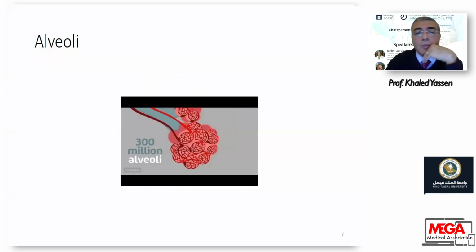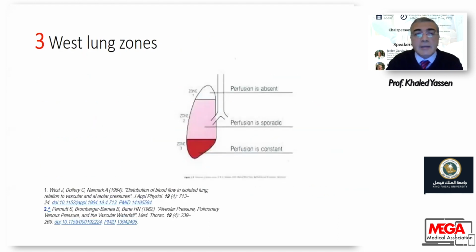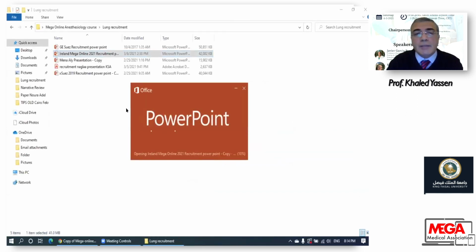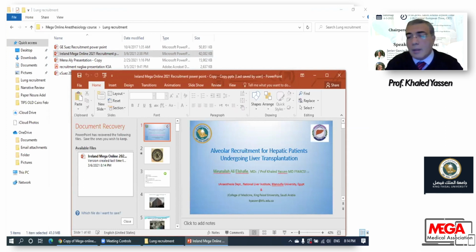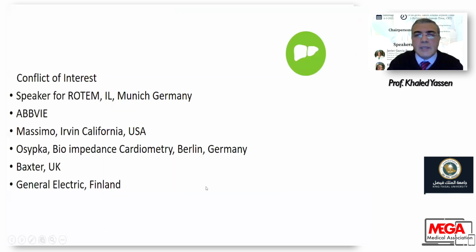We are dealing with almost 300 million alveoli in the lungs. We have 3 lung zones, which differ from one area to another in their ventilation. And West in physiology actually taught us about 3 lung zones, which depend on the... Let me open it again and go quickly through the slides.